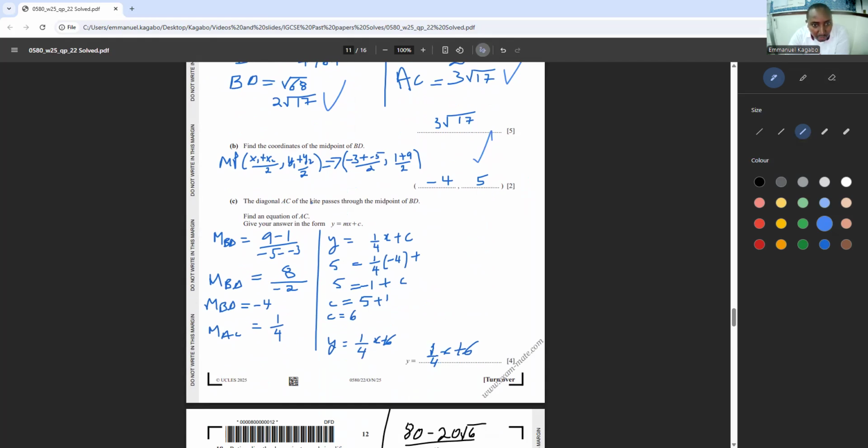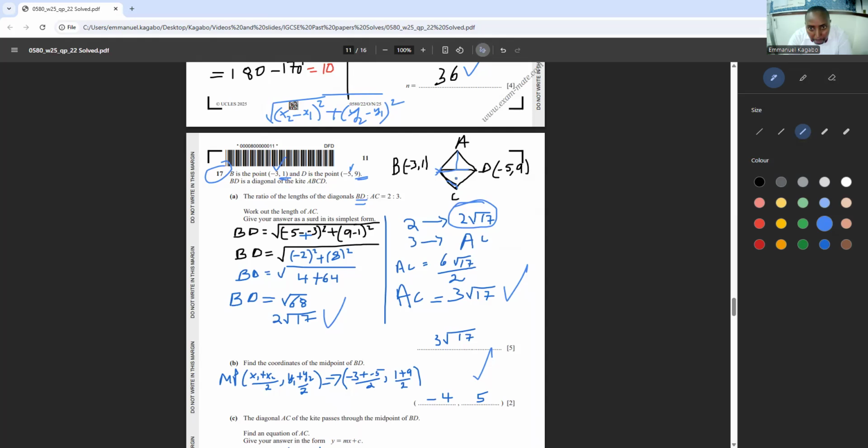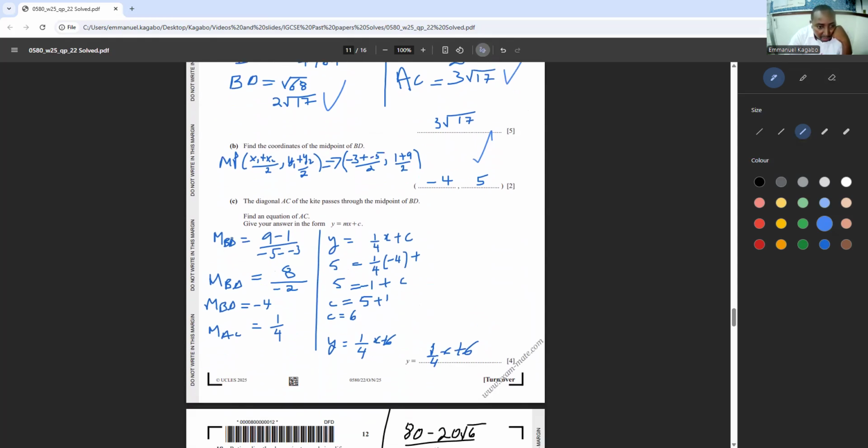Find the equation of the diagonal AC of the kite passing through the midpoint of BD. Basically, this question is just asking for the perpendicular bisector of BD. Do you get that? Because I don't have the coordinates of A and C, I have to start by getting the gradient of BD. And I know it's passing through the midpoint, and here it has to be 90 degrees. Now, the gradient of BD will be y2 minus y1 over x2 minus x1. That gives me the gradient of BD.